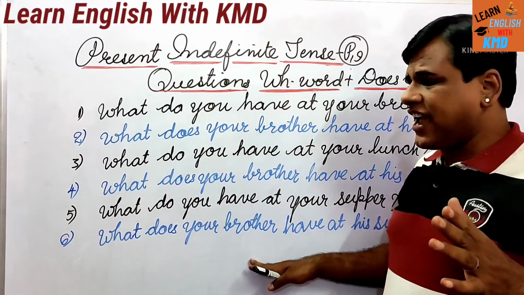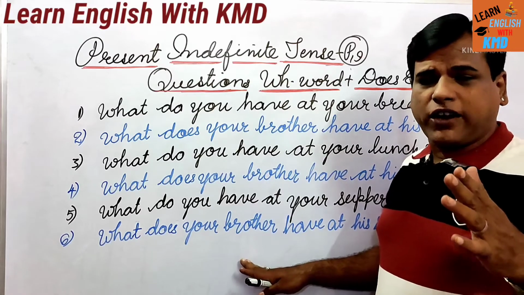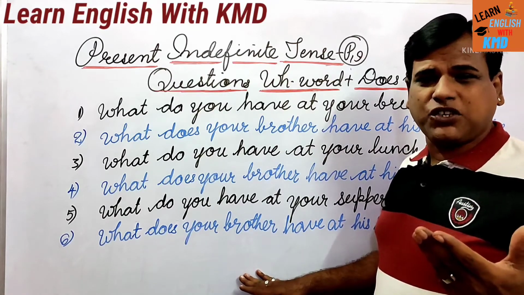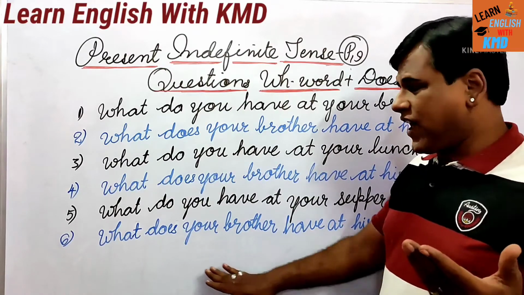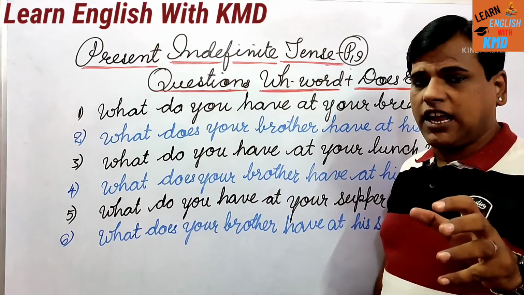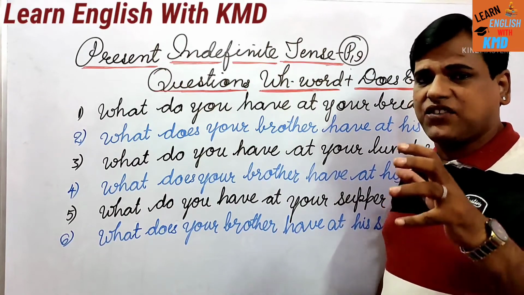Last but not least, here comes question number 6. And remember, question number 6 talks about brother, and brother comes in the category of third person singular. And the question goes like this. What does your brother have at his supper? What does your brother have at his supper?